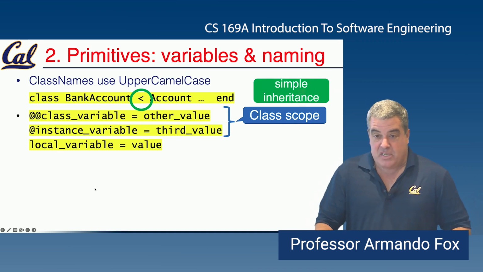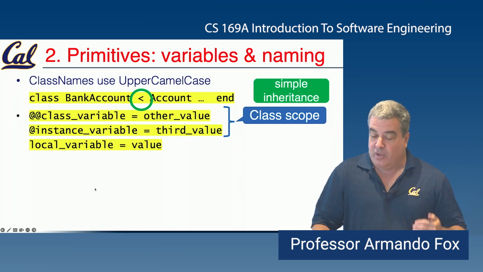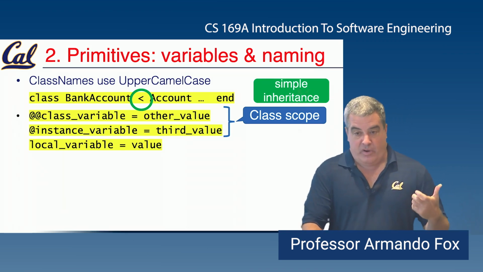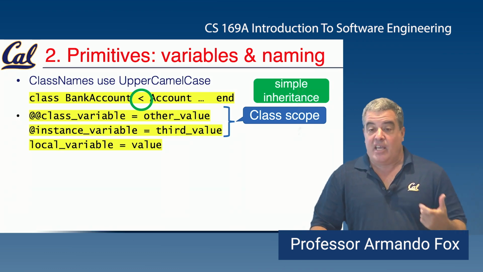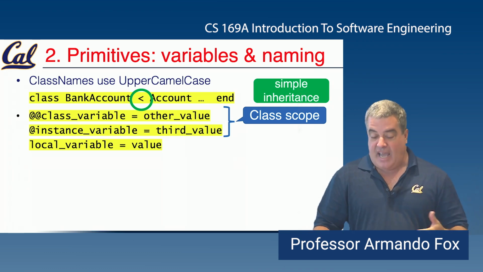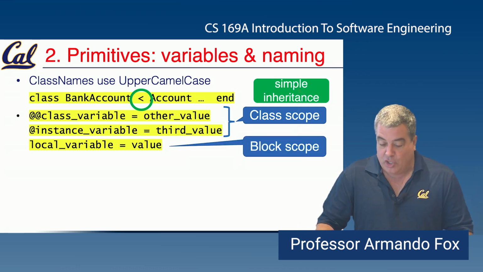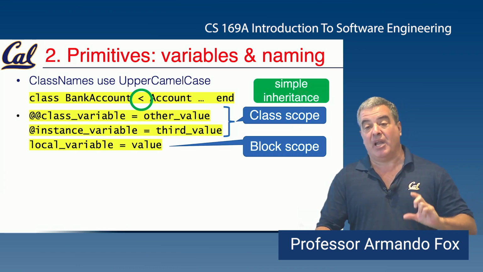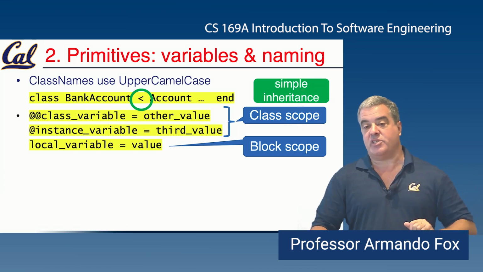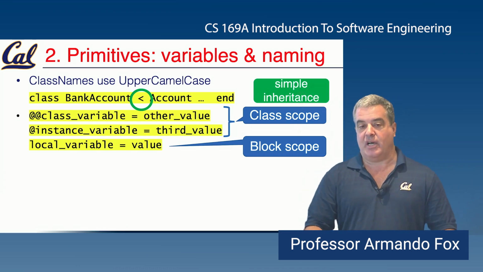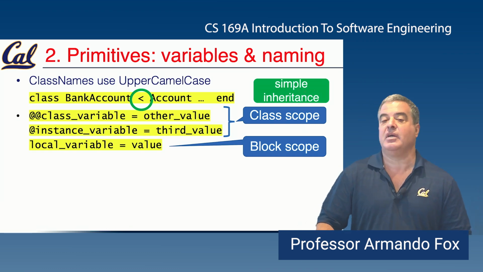Class variables and instance variables have class scope. What does that mean? The instance variable of a class is visible to any method defined in that class. Any method can access it, any method can modify it. Local variables are only visible within the block where they are defined. We'll have a lot more to say about blocks, but if you reach back to your knowledge about anonymous lambda expressions, that's a block.